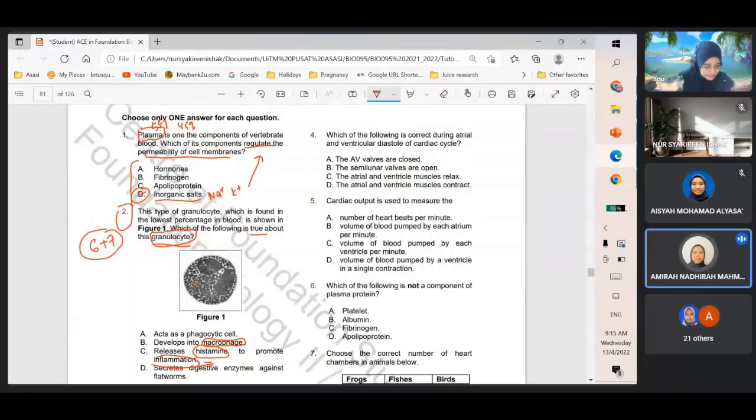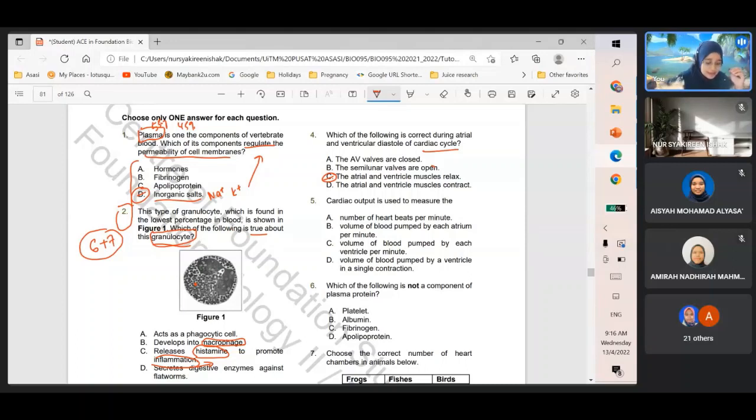Which of the following is correct during atrial and ventricular diastole of cardiac cycle? C. The atrial and ventricular muscle relax. Okay. So, would you like to explain a bit? Jawapan A tu salah sebab the AV valve are closed. Sepatutnya dia open waktu time tu. So jawapan B, the semilunar valve are open. Sepatutnya closed. Okay. Okay so ini kalau kita tengok dalam cardiac cycle, it is stage yang keberapa?